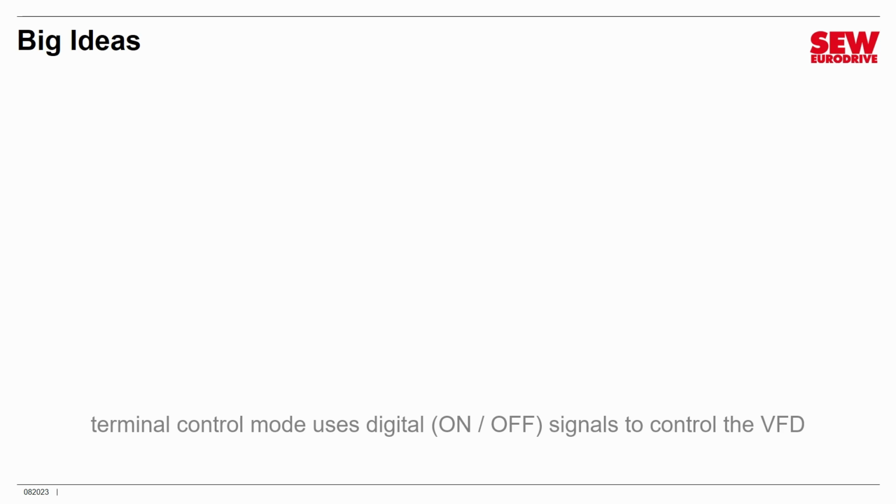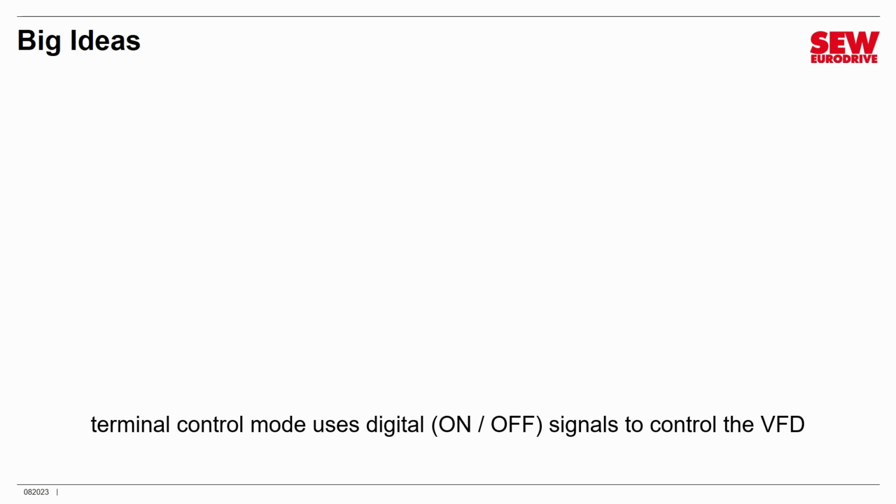First of all, a few big ideas. What is terminal control mode? Well, it's an operating mode in which digital signals, in other words, on-off signals, control the VFD. In many cases, we use switches to supply the digital signals, but there are other ways.